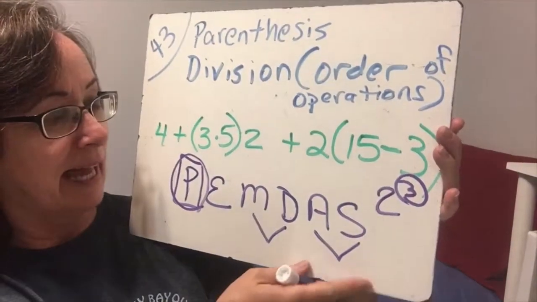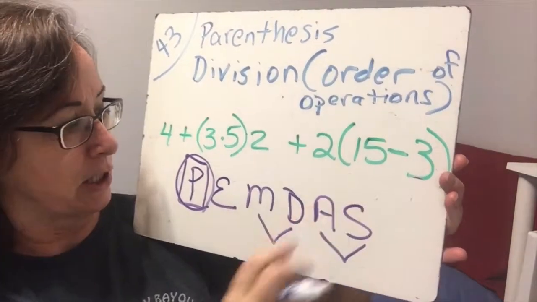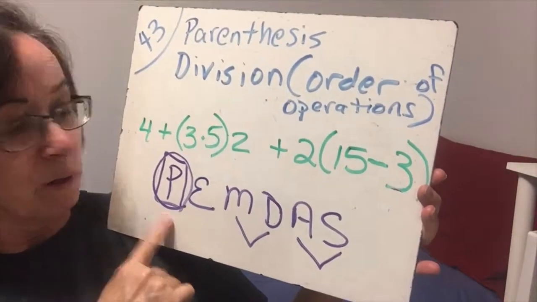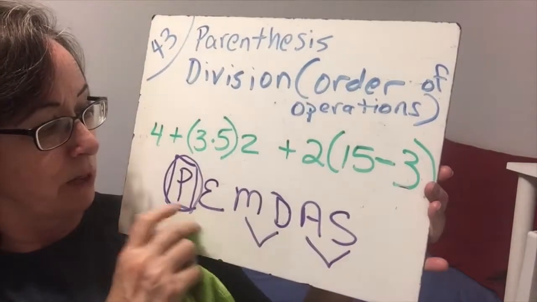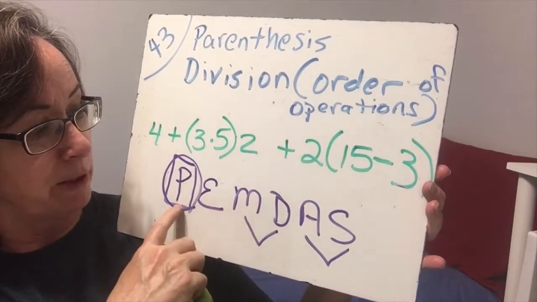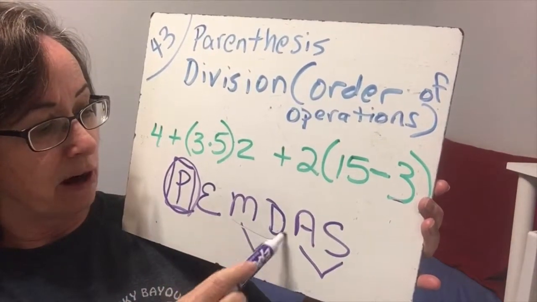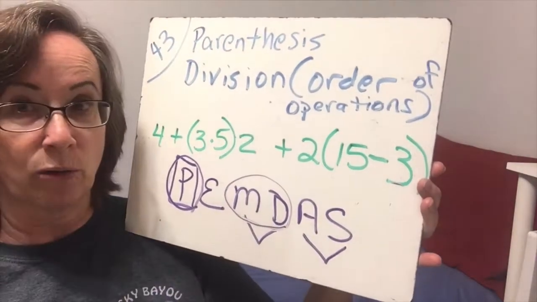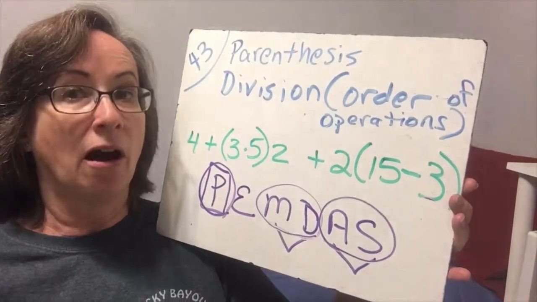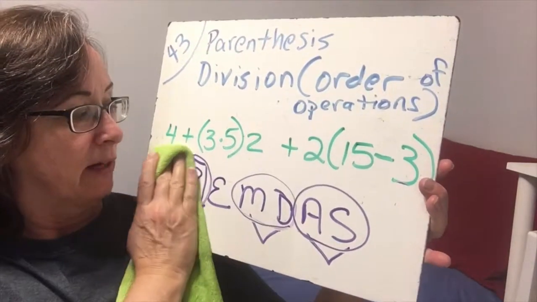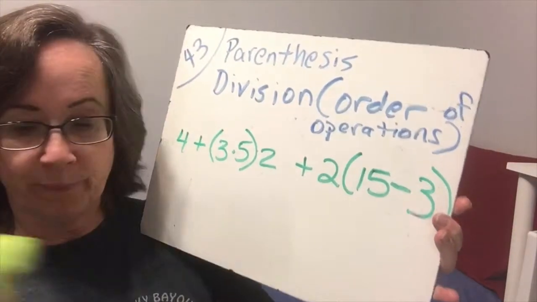So let's look at this expression. I'll take this away so we can see our expression again. We're going to attack the parentheses first, and then we have no exponent, so after we do the parentheses, we move to multiplication and division. Multiplication and division are at the same level in our order of operations. And then lastly, addition and subtraction are at the last level together. We do everything from left to right within its level.